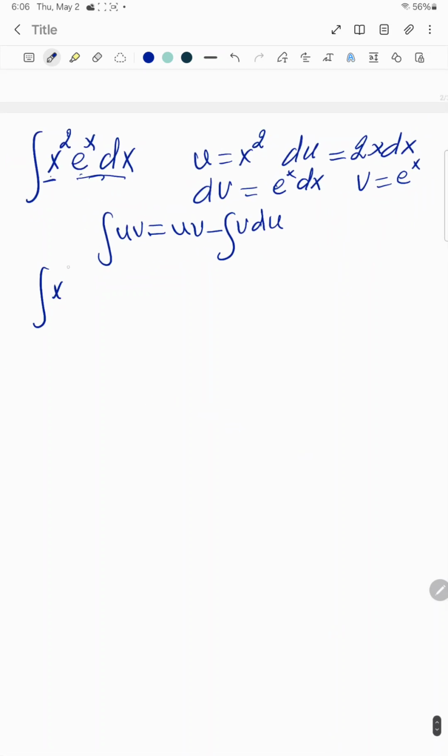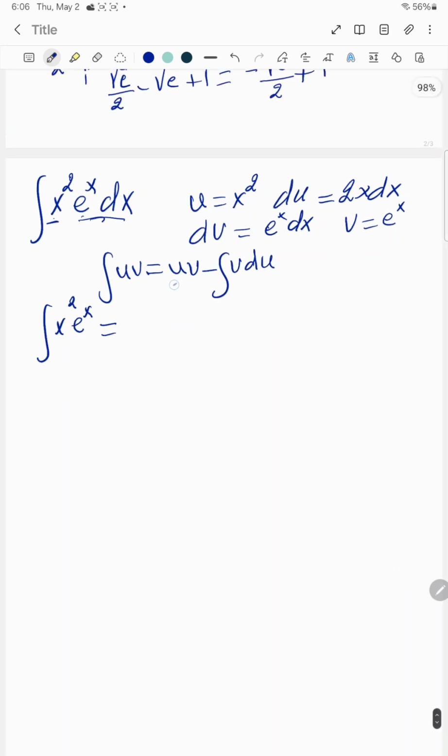So the integral of x squared e^x equals, and here I will have the formula u, and my u here is x squared, then I have v, and my v here is e^x, times e^x minus integral of v, which is e^x, and my du is 2x dx.